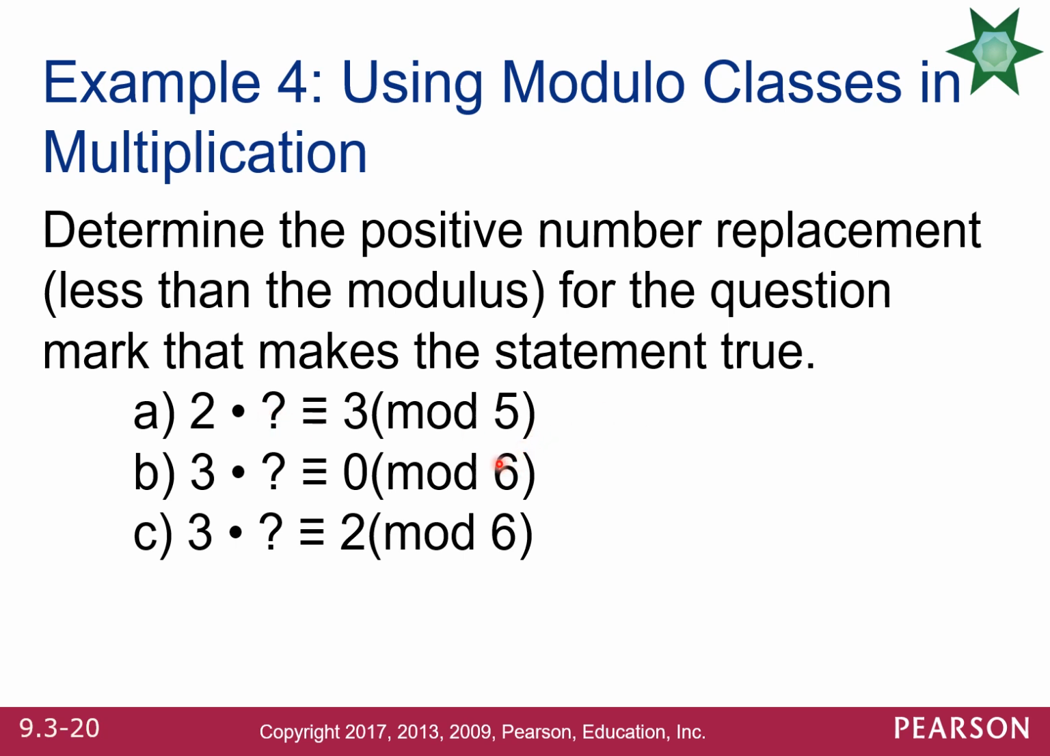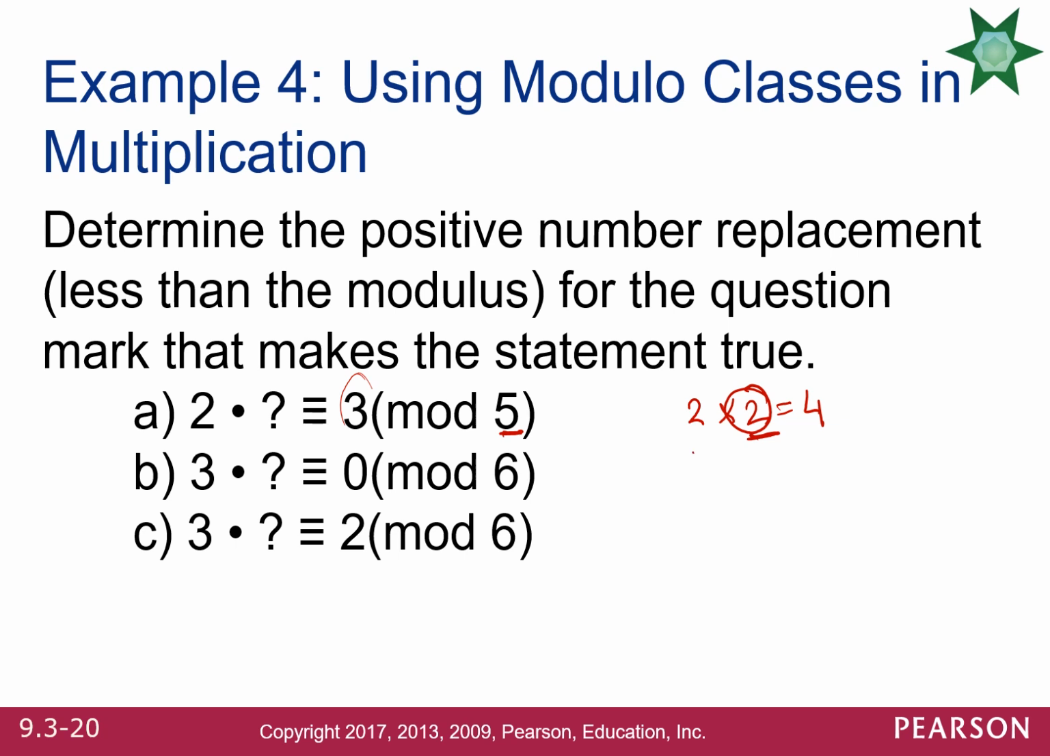So the number that we place for the question mark should be less than 5. All right, so we have to do some trial and error, some thinking here. Like let's do it on the side. All right, so 2 times 2 is 4, right? 2 is less than the 5. However, 4 divided by 5 does not give a remainder of 3. It gives a remainder of 4, right?